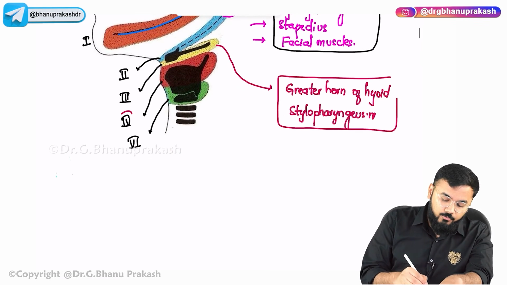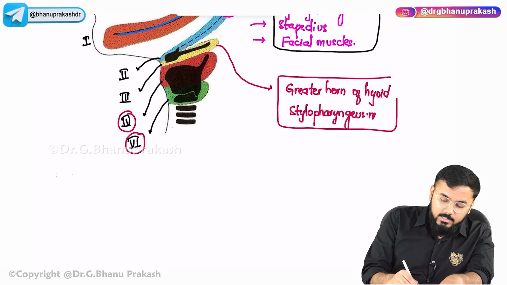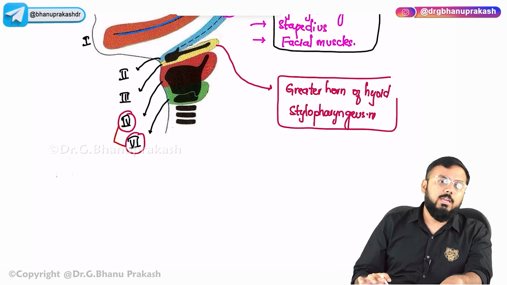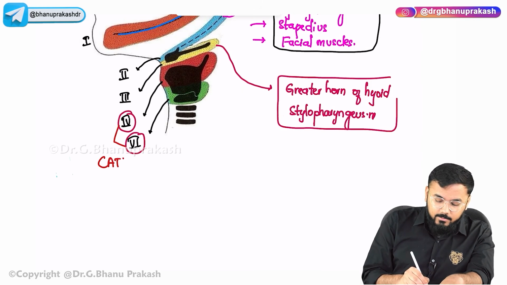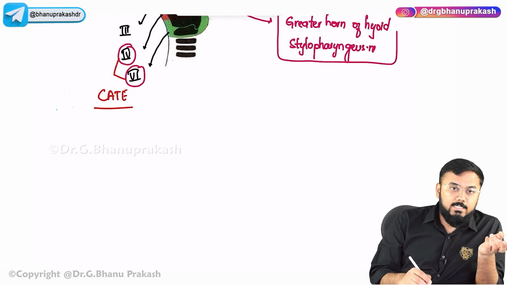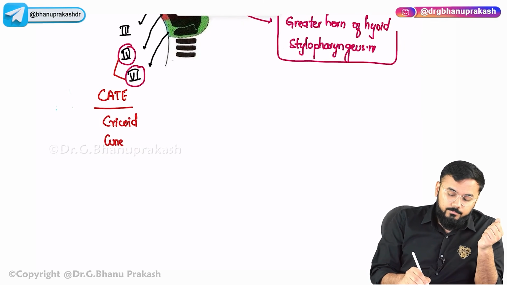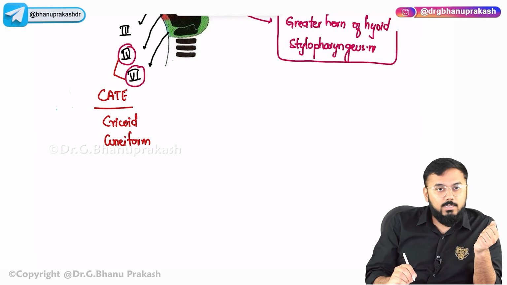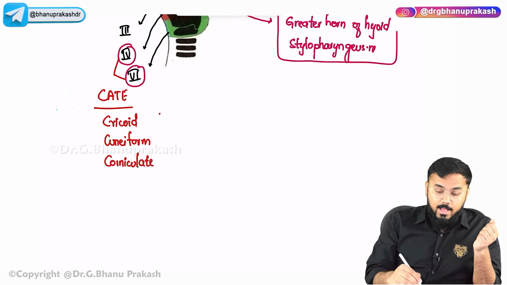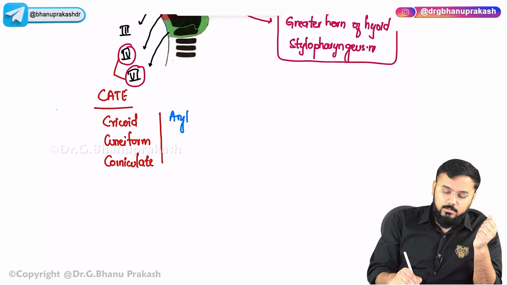Now coming to the fourth as well as the sixth, these two arches, they develop into specific structures. All the cartilages you can remember by the mnemonic CATE, CATE. Now with C, what is a cartilage with the letter C? That is your cricoid. Another C is cuneiform. C is cricoid, C is cuneiform. Next C is corniculate. Okay. After that, next you have got what? A. What does A stand for? Arytenoids.